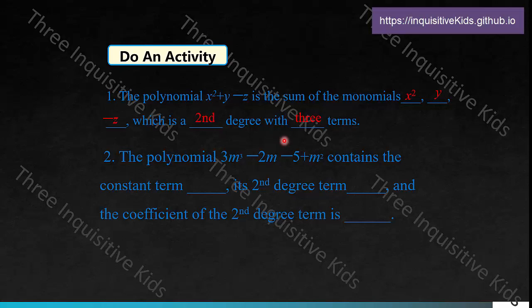2. It has a constant term, negative 5. Remember, a constant term is any term in a polynomial that does not have a variable factor. And its second degree term is, well, what's the term that has a degree of 2? m squared. So that would be m squared. And the coefficient of the second degree term is, well, what's the coefficient of m squared? 1. That is just omitted.